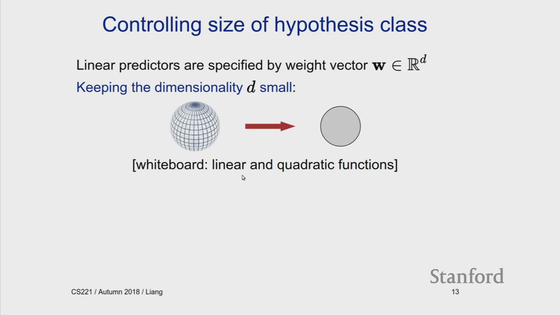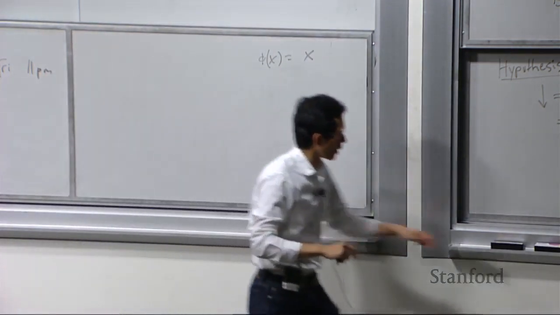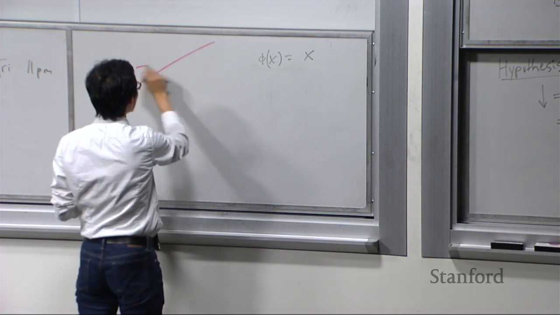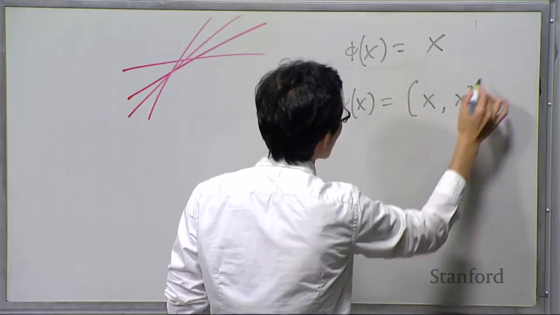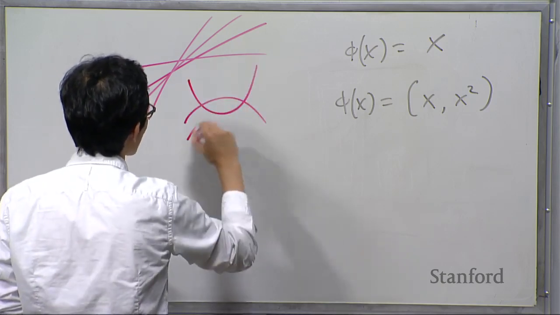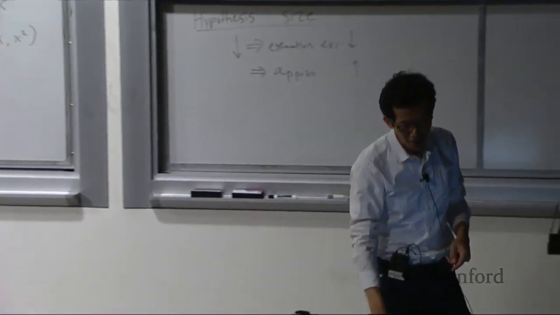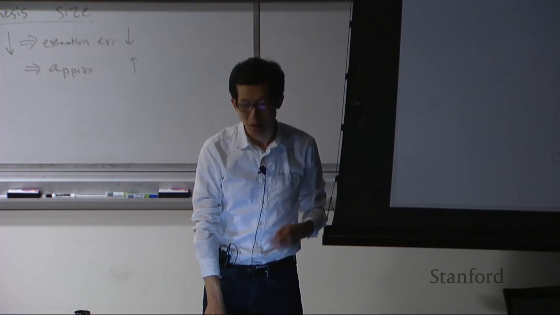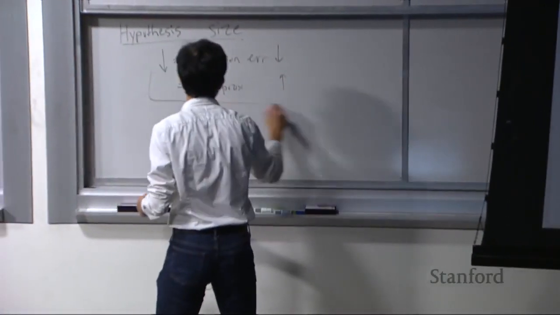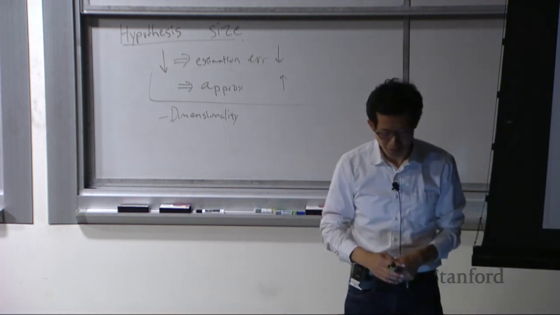And last time we saw, let's just work it out. If you have phi of x equals x, that corresponds to what kind of functions? You get linear functions that pass through the origin. And if you have phi of x equals x and x squared, then you also have quadratic functions. So there's more functions over here than over here. And this can be seen by the fact that the dimensionality is larger in this case than in this case. Okay, so dimensionality is one way to do this. And all this really means is having more features or fewer features.